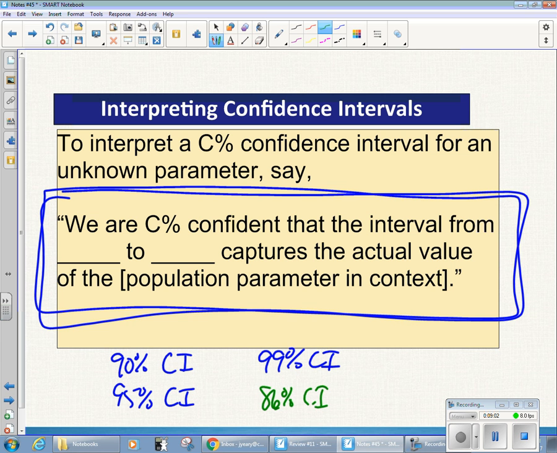So we are C% confident that the interval from, this would be the left endpoint, to the right endpoint, captures the actual value of, and then that's where our context is going to go. This is basically just going to be rephrased from our problem. You'll get the hang of it as we go here in just a second.